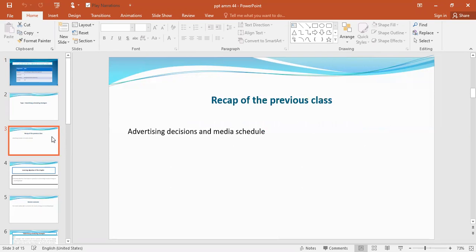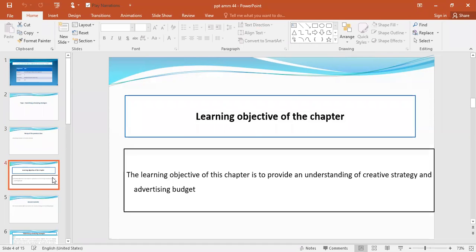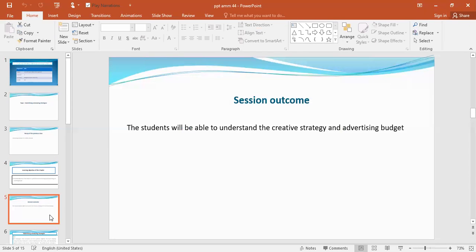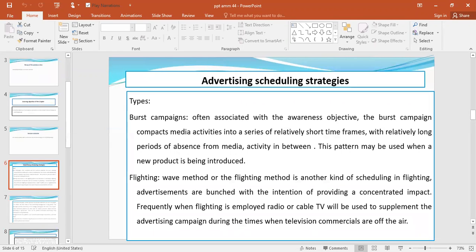In our previous class, we had the discussion on advertising decisions and media schedule. The learning objective of this chapter is to provide an understanding of creative strategy and advertising budget. The session outcome of this chapter is that students will be able to understand the creative strategy and advertising budget. Now let us know the types of advertising scheduling strategies.